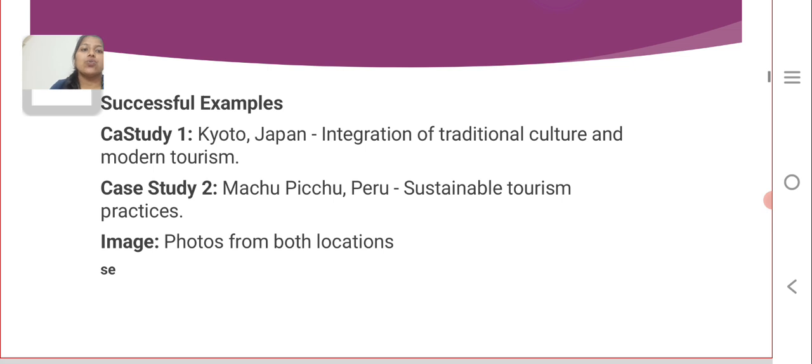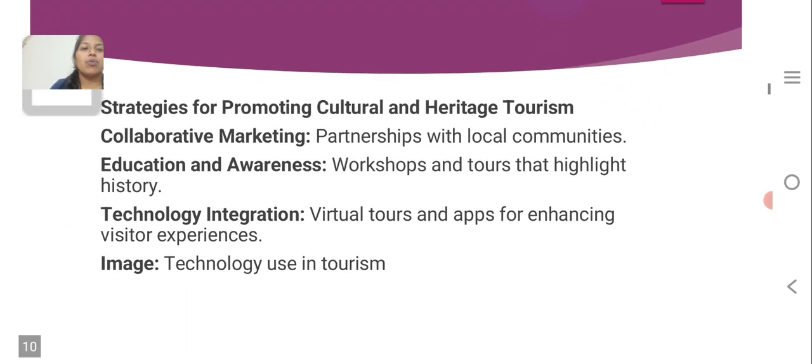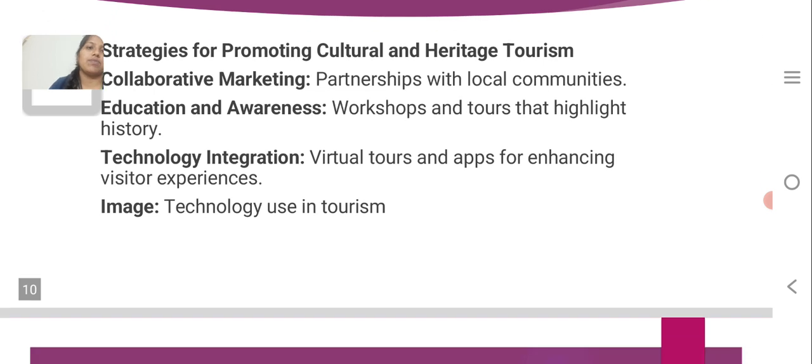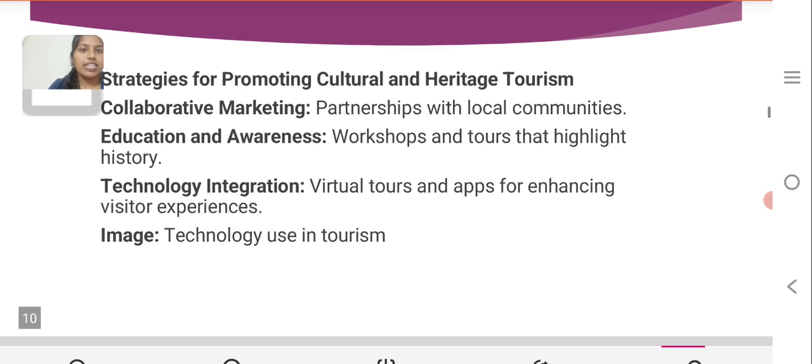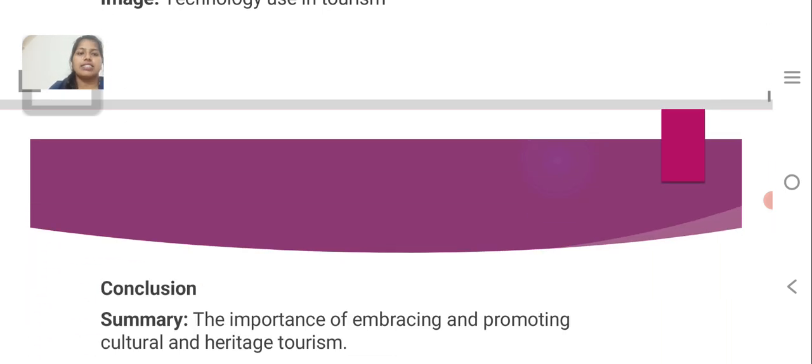Case study 2. Strategies of promoting cultural heritage and tourism: collaborative marketing, education and awareness, technology integration, partnership with local communities. Workshops and tours that highlight history are called education awareness. Virtual tourism and apps for enhancing visitors' experience are called technology integration.